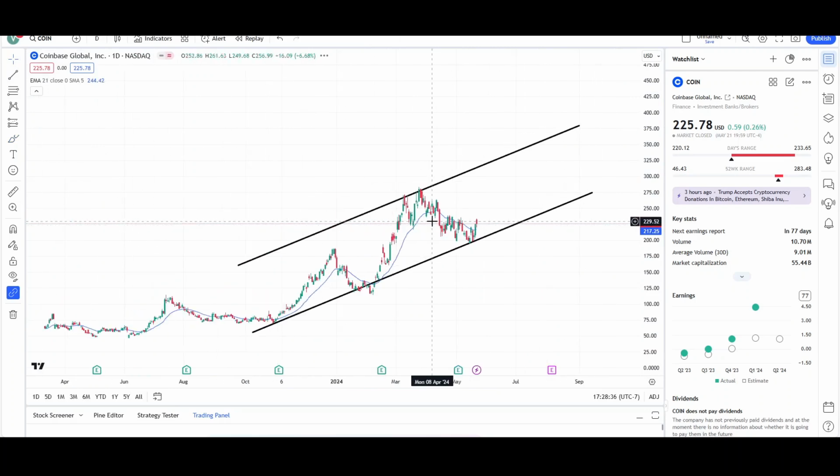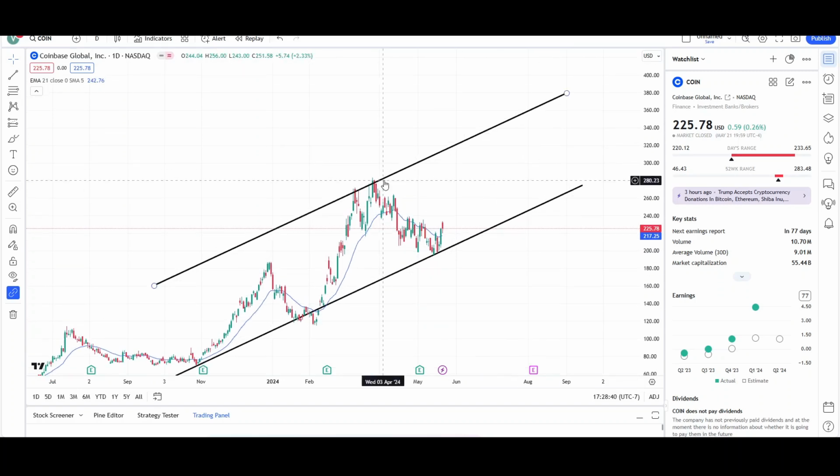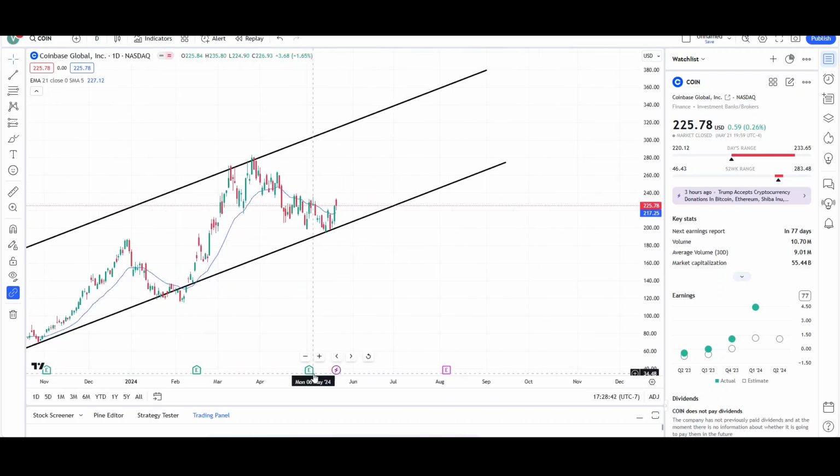I just want to see it clear that 235 level. Once it does, I think it's off to new highs of this uptrend. So overall, looking pretty bullish.